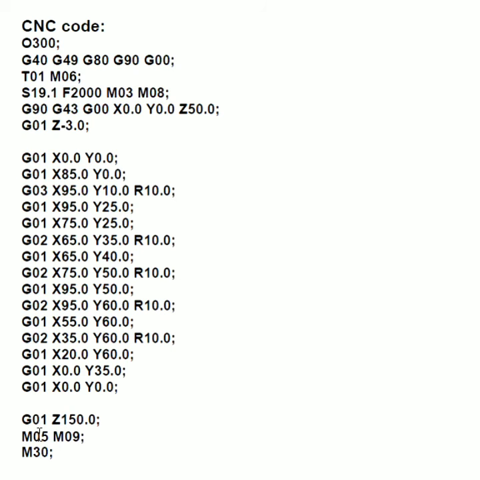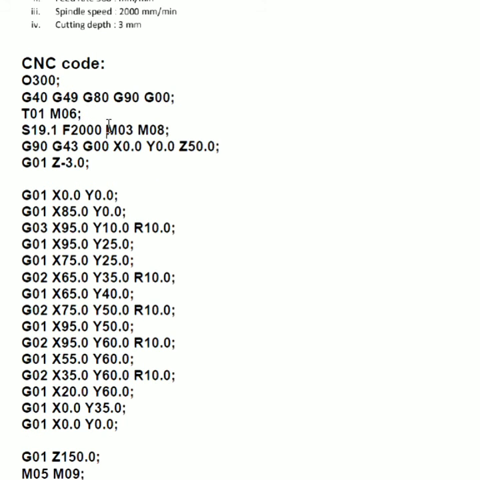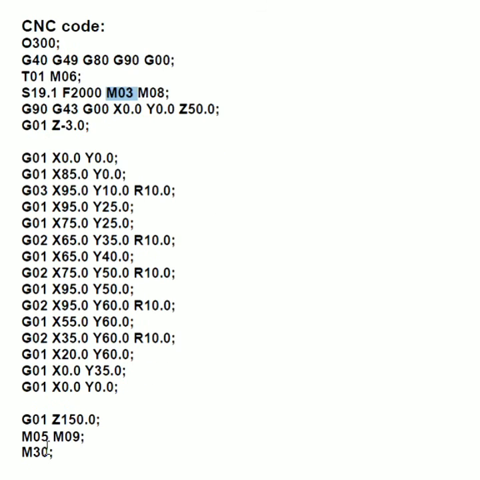For the second line is M05. M05 is to stop the spindle. In the definition statement, we already turned on the spindle by using code M03, and in the closing statement, we turn off the spindle by using code M05. And the next one is M09, which is to turn off the coolant.